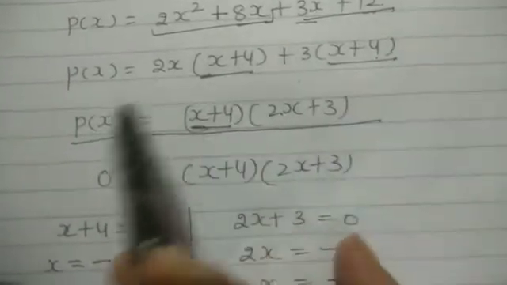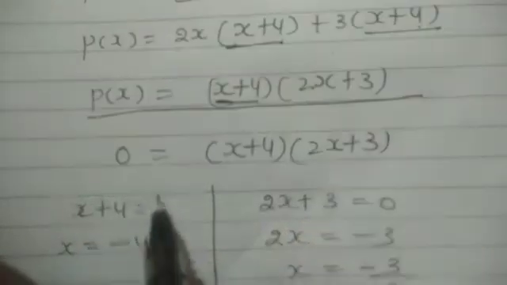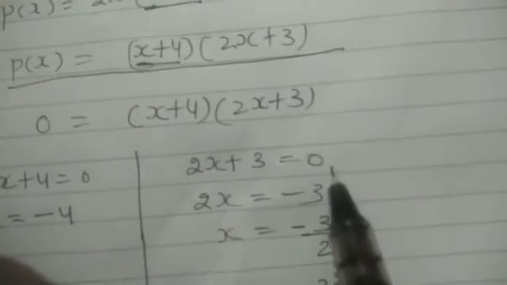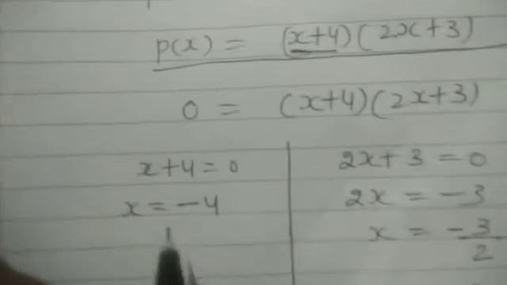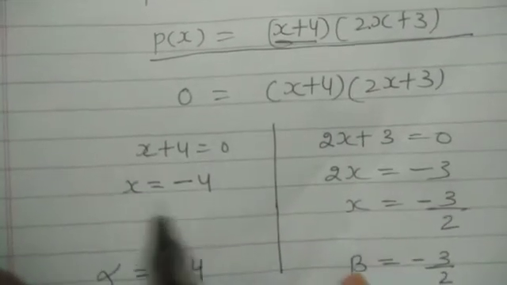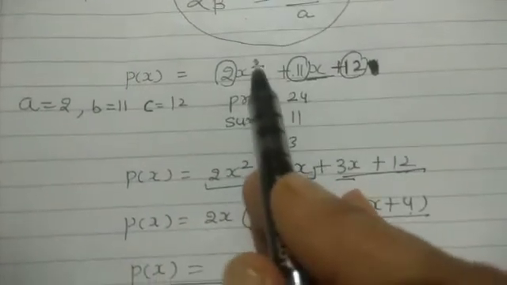Now we will find its zeros. For finding the zeros, we put p(x) equal to 0. So either x plus 4 equal to 0 or 2x plus 3 equal to 0. So 2x equal to minus 3, x equal to minus 3 by 2. And x plus 4 equal to 0, x equal to minus 4. So there are two zeros because this is a quadratic polynomial. Because its degree is 2, it can have a maximum of 2 zeros.